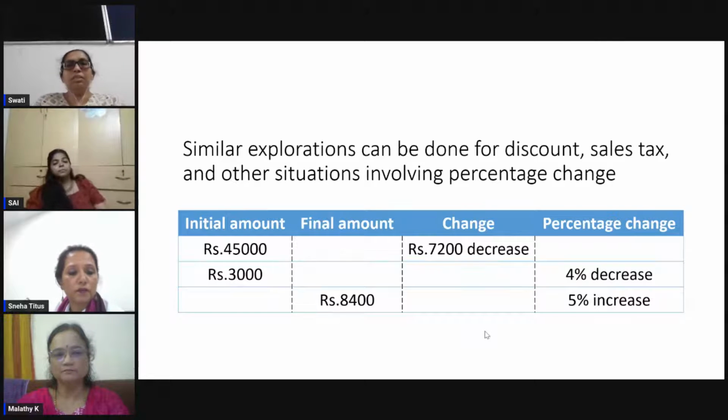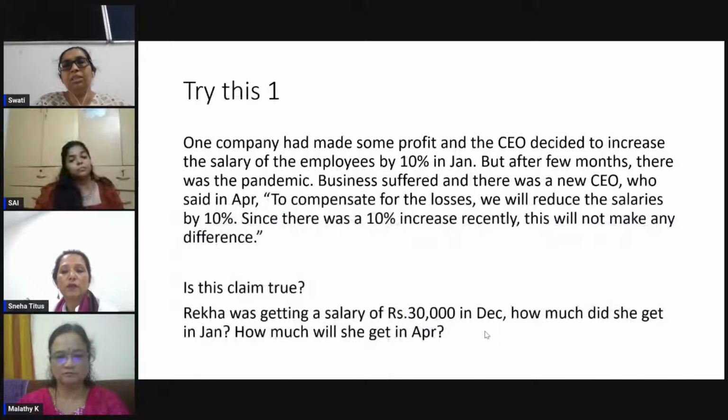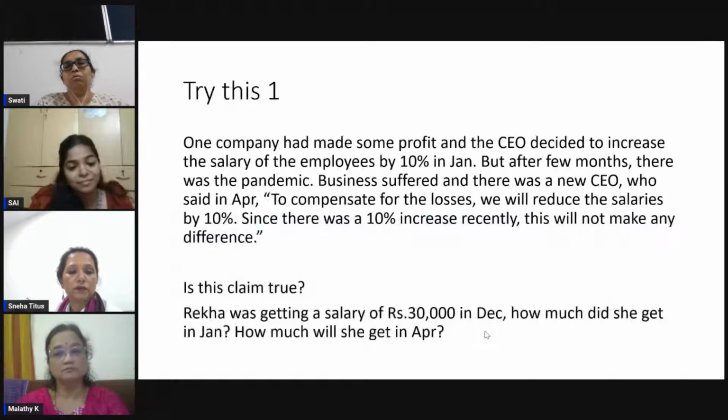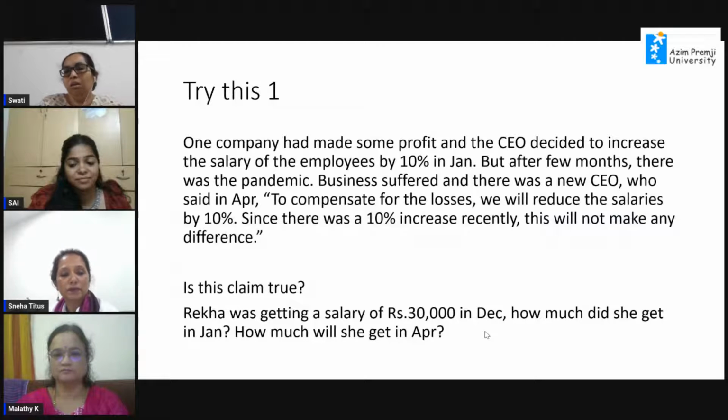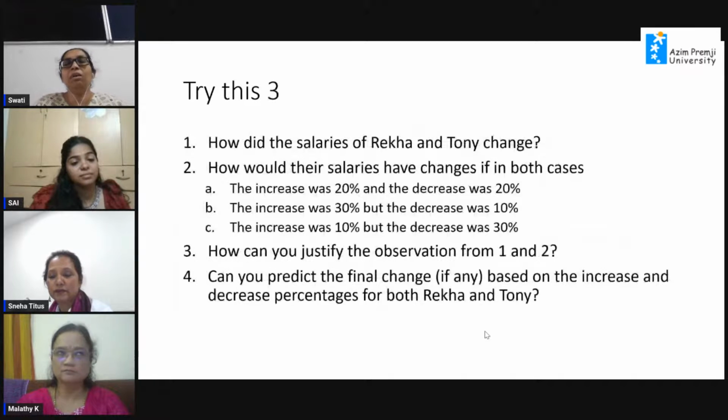Now, this is getting into the high ceiling part, for the more able students who want to try something more challenging. So if there is a percentage increase followed by a percentage decrease, does it remain the same or not? What if the order is reversed? What if it is first a decrease and then an increase? Okay, so we have taken specific examples and then compare.